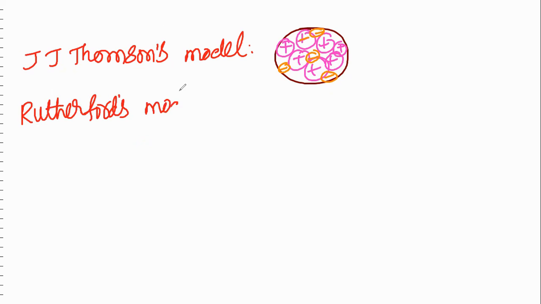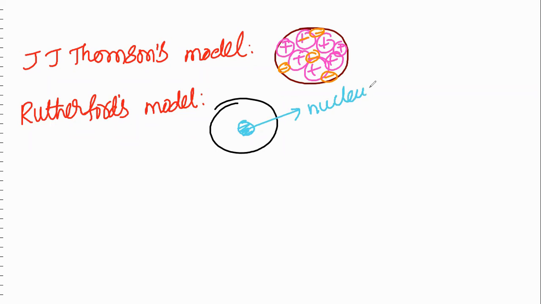Next one is Rutherford's atomic model. According to Rutherford's model, every atom consists of a positively charged center called the nucleus. The nucleus consists of nucleons, called protons and neutrons. Around the nucleus, electrons revolve in circular orbits.